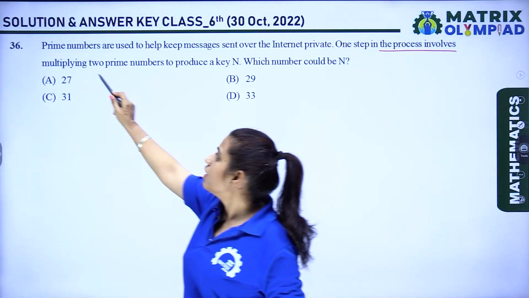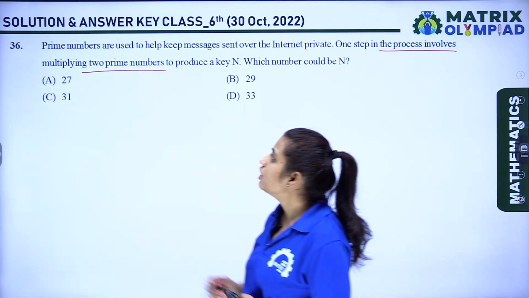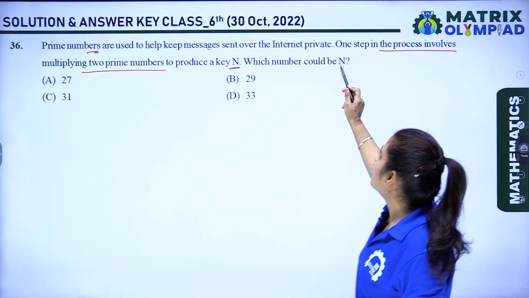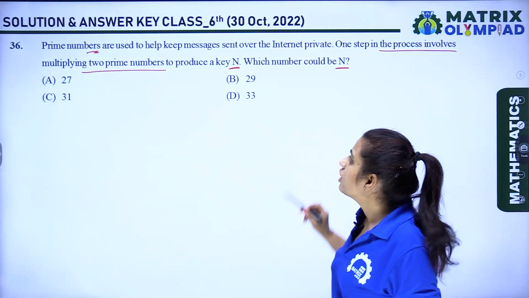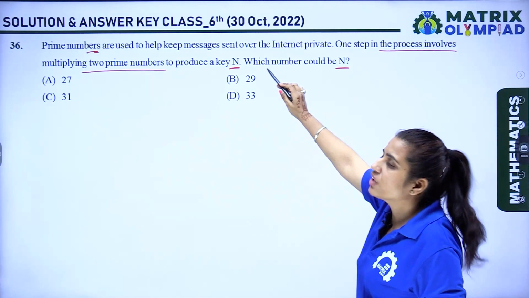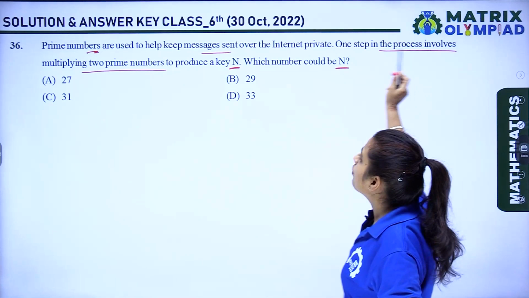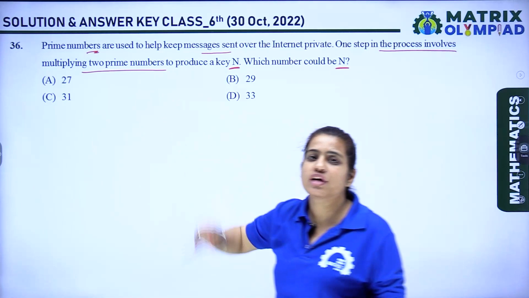Now here we have to find out the prime number which is used to produce key N here. Which number could be N? Now we have to find out number N. Now the number N is a number which is used to help keep messages. Now here we have to find out of these four options by using this hint, that is multiplying two prime numbers. We have to find out the multiple of two prime numbers.